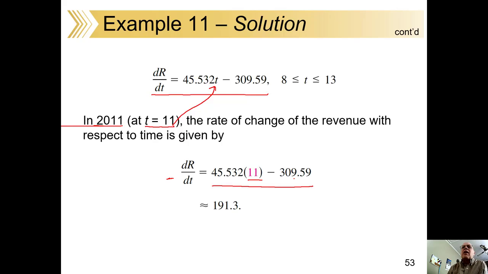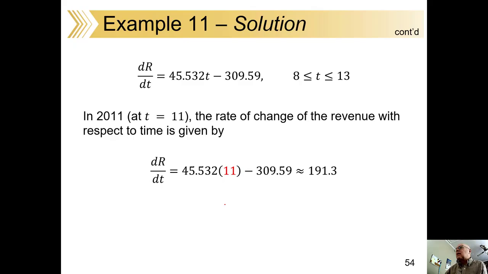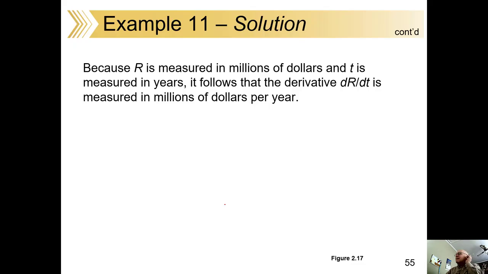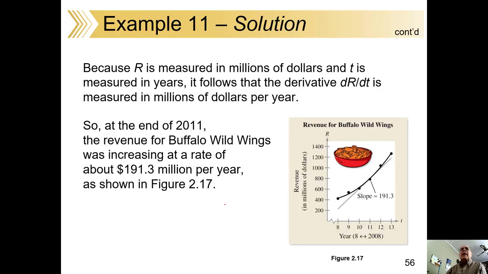A little bit of work from the calculator, and 191.13. So what does that mean? 191.13. It means that since it's in millions of dollars, at the end of 2011, the revenue is increasing by $191.3 million per year. That's not a revenue of $191.3 million. It's increasing by that in 2011.